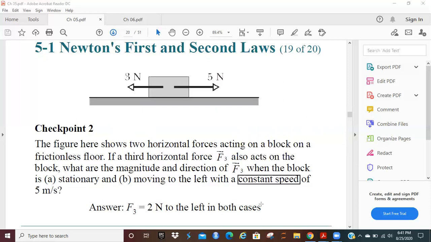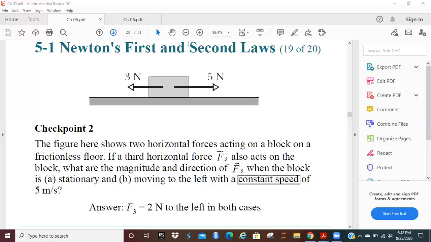It can still move at a constant speed. That's not a problem. If it's stationary or if it's moving, I mean, that technically is 0 meters per second. But if it's moving at a constant speed, which 0 meters per second would qualify, it doesn't really matter what that speed is. The fact that it's constant does matter. And that's why on this particular slide, it's saying that the third force here has to be 2 newtons to the left.